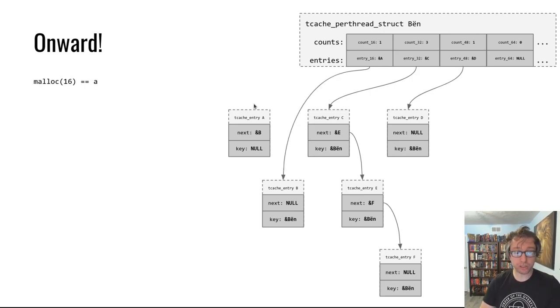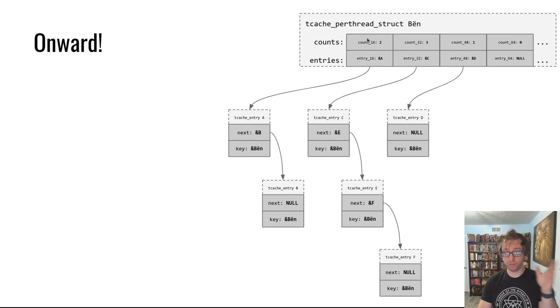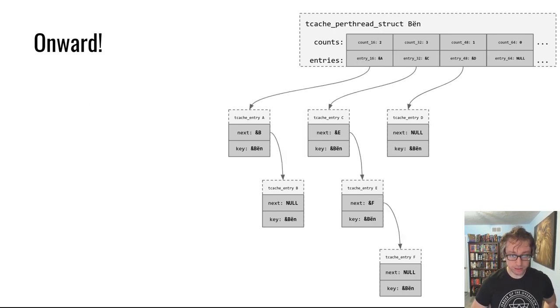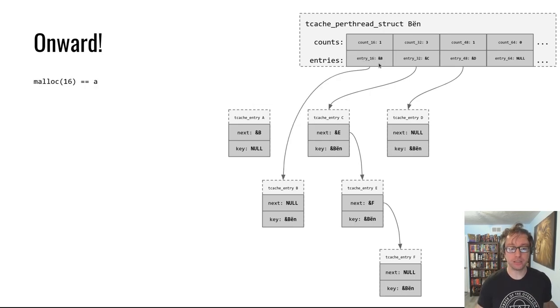So if we malloc 16, that'll return A. It looks at this count. It says, okay, there are two entries in the bin for things between 1 and 16 bytes, and it grabs that A, it returns it, and then it takes this and moves it in here. Oops, let me pause that because I forgot to update the slides. One sec. All right, sorry about that. Okay, so what you see is when we do the malloc 16, it sees that the count is non-zero. It returns what used to be here. There used to be A. It returns it, and it writes the value of the next pointer in A to B, or to the relevant entry in the per thread struct, and the state is this.